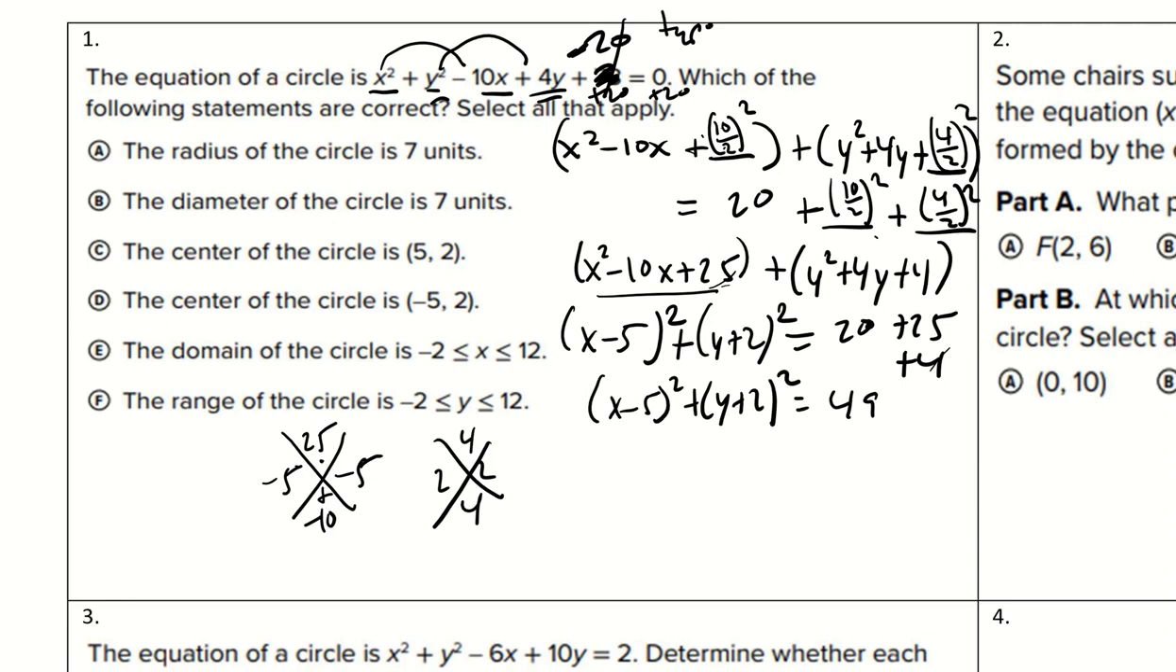Just going to rewrite it down there. And so the center is 5, negative 2. Remember, it's negative because that 2 is positive, which means that it reverses to negative. Because remember, the equation of a circle has negative in it. So if this is positive, then you got to switch the sign.